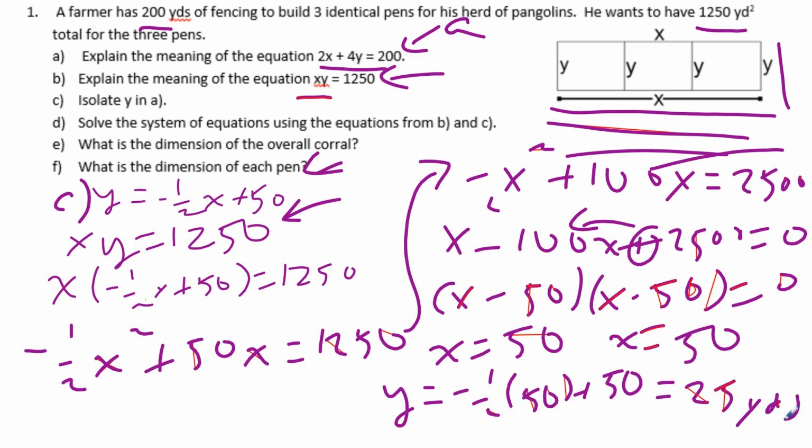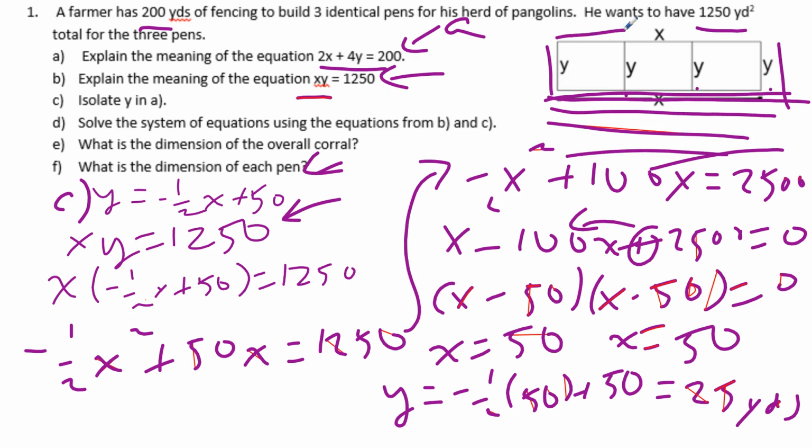Okay? And so you'd want to write out in English, what are the dimensions of the pen? The dimensions of each pen would be, let's see here, well, again, the whole pen, part E, the whole pen would be 50 yards by 25 yards. And then each pen, well, if I took 50 and divided by 3, 50 divided by 3 would be the dimensions of each pen from here to here, right?